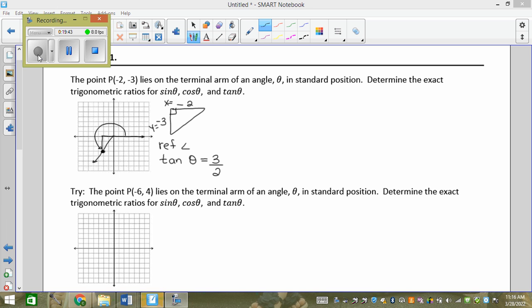So what does the reference theta equal? What did you get? Because you have to take tan inverse of both sides. What did you guys get? I can't hear over the whispering. Theta, tan inverse of 3 over 2, is 56. What? 56.